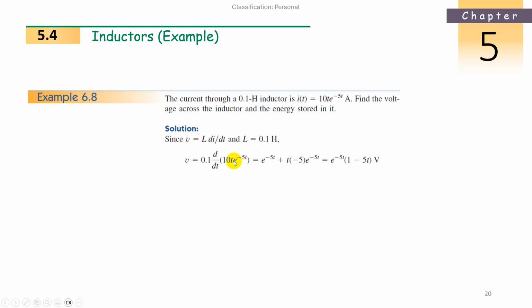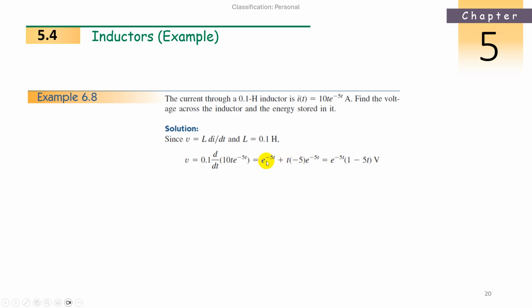Now the second time, we have to differentiate only e power of minus 5t. t is as it is, so t will come out, and 10 times 0.1 will become 1. So we differentiate d by dt of e power of minus 5t. If you differentiate e power of minus 5t, the minus 5 will come out and e power of minus 5t will be as it is. So t is as in the previous case, and e power of minus 5t, if you differentiate, minus 5 is coming out, and e power of minus 5t as it is. So t times minus 5 times e power minus 5t.